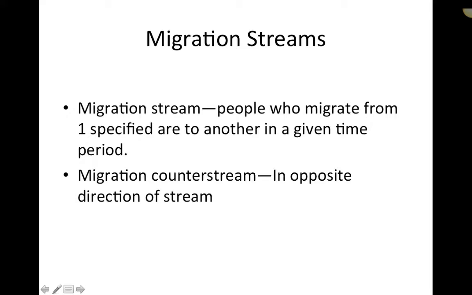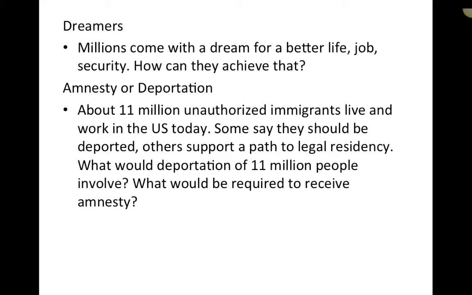That interactive map has migration streams: people who migrate from one specified area to another in a specific time frame, and a counterstream would be in the opposite direction. So why do people come here? They come here for a better life, typically better job security, and can they achieve that? Do we pursue more amnesty, or do we pursue deportation, or is it a balance of both? Who knows? We do have about 11 million unauthorized immigrants living here.